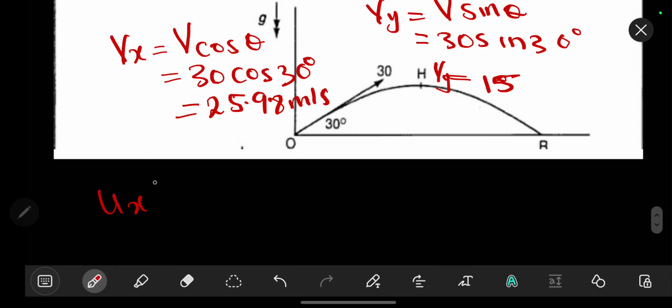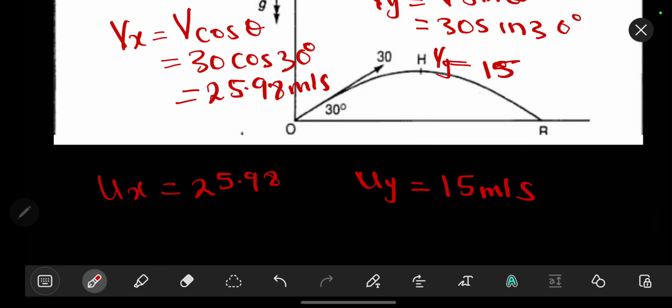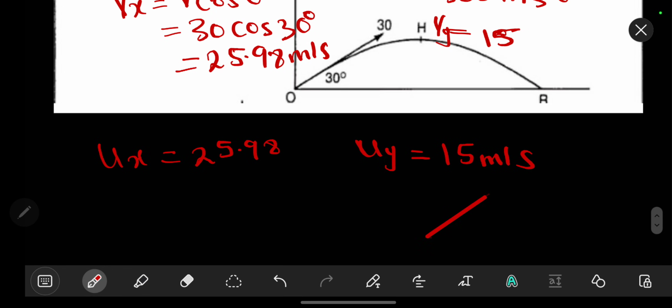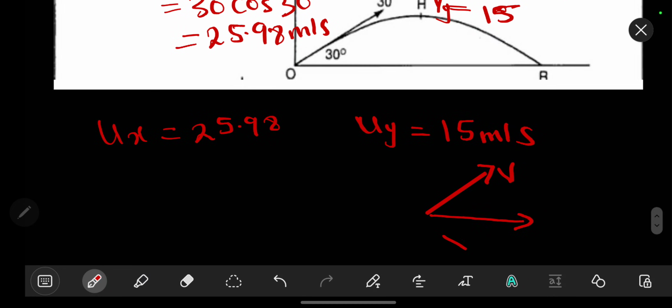So our ux, or vx, which is the same thing, is the initial velocity, which is this value. Then our uy should be equal to 15 meters per second. Remember, if a velocity is projected like that, it can be resolved into its components according to vectors. So we have our vx in this direction, then the one that is going up is our vy.